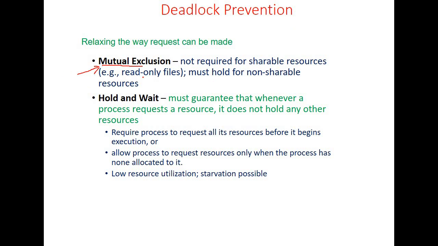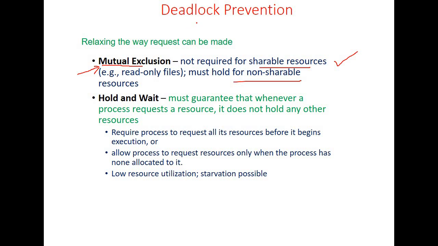So only the mutual exclusion is followed for non-shareable resources only. If it is a shareable resource, mutual exclusion need not be followed. What is mutual exclusion? If one process is using a resource, other process should wait until the first process releases the resource. That is called mutual exclusion. So only one process should use the resource at a time. That means critical section. When one process is in the critical section, no other process is allowed to enter into the critical section. That is the meaning of mutual exclusion.